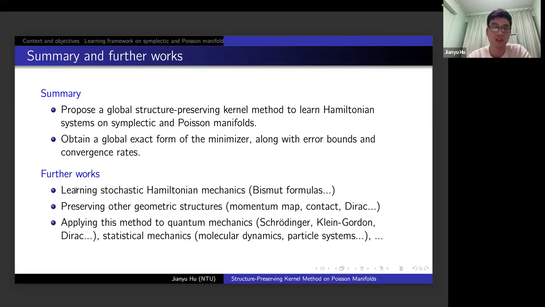The first is to learn stochastic Hamiltonian mechanics, for example, in Bismut's formulas. And also, we can study how to preserve other geometric structures such as momentum maps, contact geometry, and so on. And also, we can apply this method to quantum mechanics and statistical mechanics.